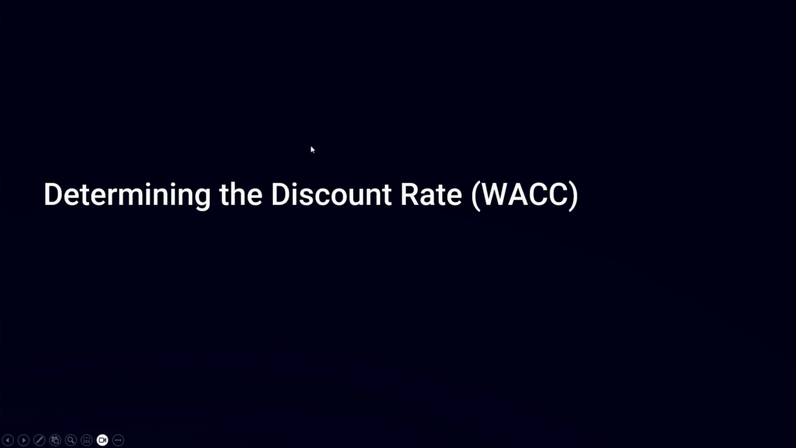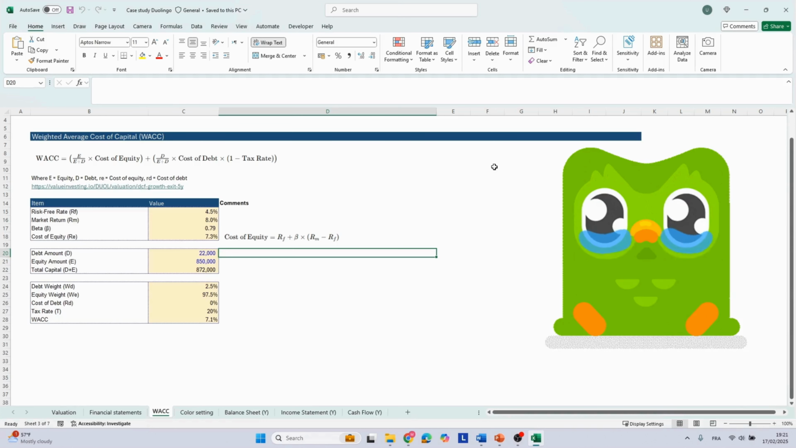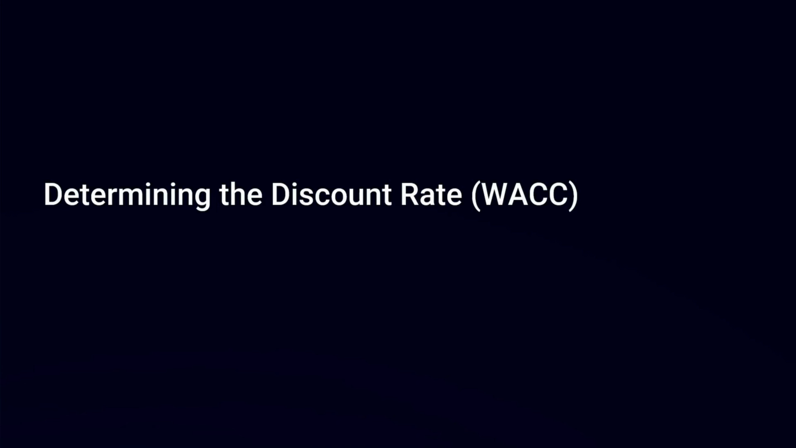In this video, we will see how to determine the discount rate. Then we will look at practical cases in Excel where you can calculate the weighted average cost of capital together for Duolingo, which is a leading mobile language learning application. Let's dive in.